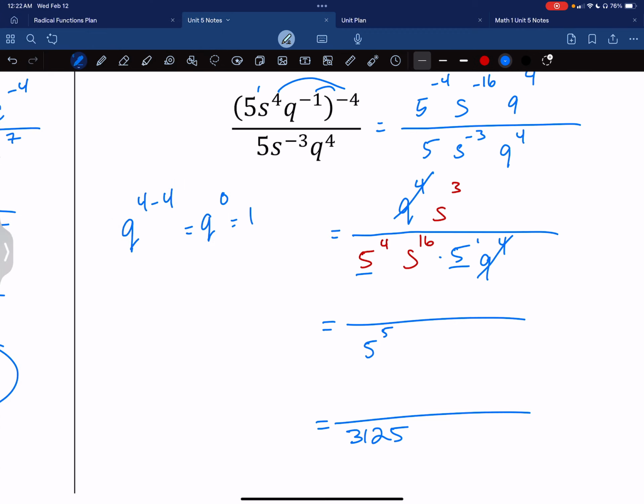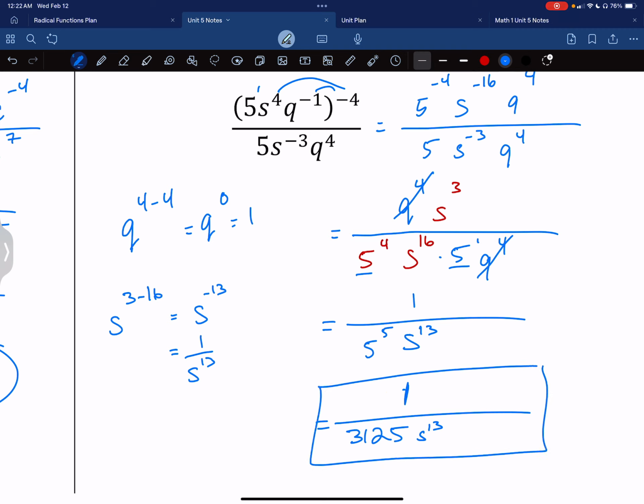Now we have 3 s's on top, 16 on bottom, right? So if we do s3 minus 16, we'd get s to the negative 13. So we end up with 13 s's on bottom. Okay, so it's going to be s to the 13th power, and there's nothing left on top. So we're just going to write s to the 13th power. Because there's nothing left on top, we need a placeholder. We need to make sure we include that 1. So your final answer should be 1 over 3,125 s to the 13th power.